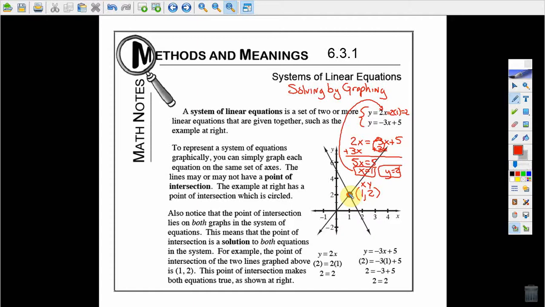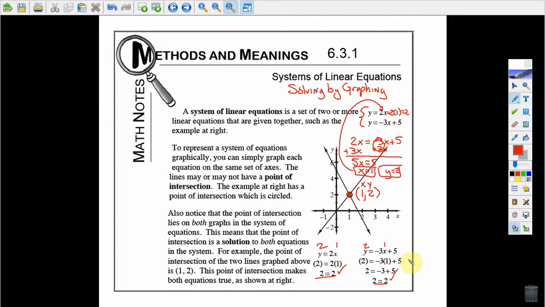You also notice that the point of intersection lies on both graphs in the systems of equations. This means that one point of the intersection is a solution to both equations. For example, the point of intersection in the two lines graphed above is 1, 2. This point of intersection makes both equations true. So here they've gone in and plugged 2 for y, 1 for x. You end up with a true statement there. So that's a valid solution. And we do the same thing here. We plug in 2 for y, 1 for x. When we solve it out, we end up with another true statement there. 2 equals 2. So that's also a valid solution.